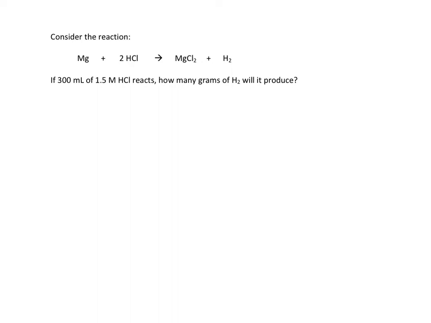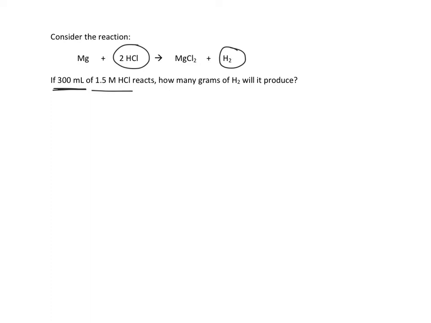Alright, here's a stoichiometry problem that's a little bit different in that it doesn't give us grams or moles to start off. Instead, it tells us we have 300 milliliters of 1.5 molar HCl, and we want to find out how much H2 it's going to produce. So a lot of things are the same.